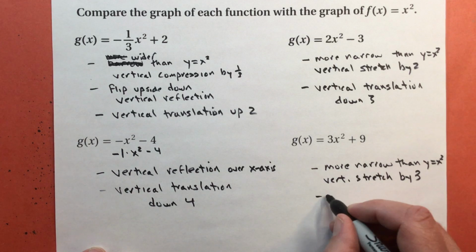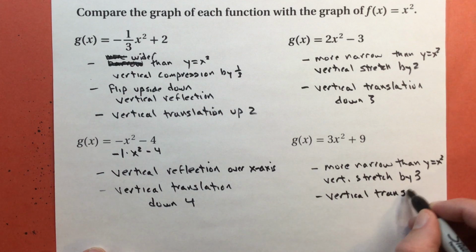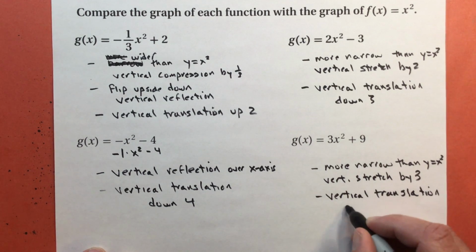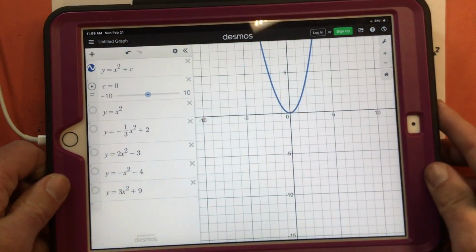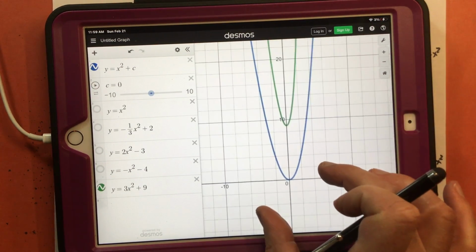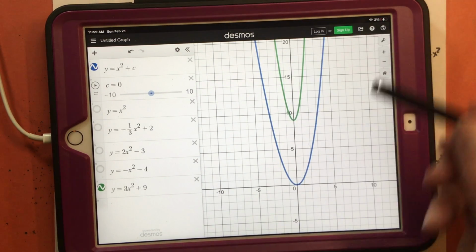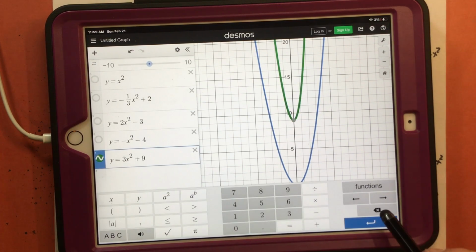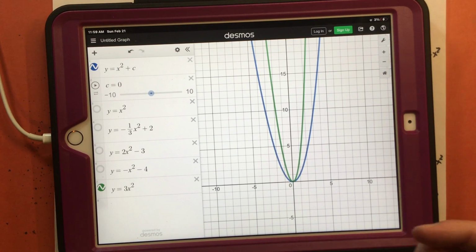The plus 9 tells me that I have a vertical translation up 9. So let's take a look at that last one. Had to move so I could see it. So it's kind of hard to see that it looks more narrow. So let me get rid of the plus 9 for just a moment. Now you can see that the green graph is skinnier than the blue graph.